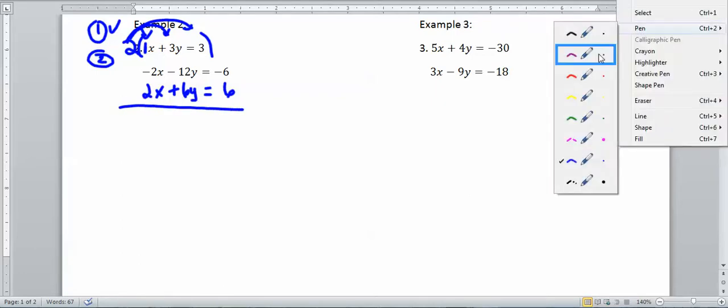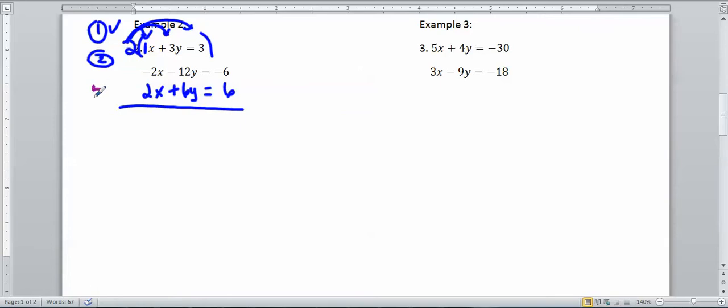and add my equations together, right? So step 3, you need to add them together and solve. So negative 2x plus 2x, well that's going to drop out. Negative 12y plus 6y is negative 6y. Negative 6 plus 6 is 0. And all that's left is negative 6y equals 0. So I'm going to solve for y. So y is equal to 0.